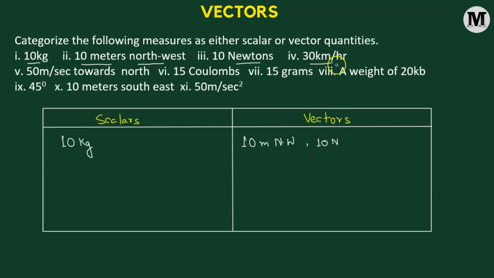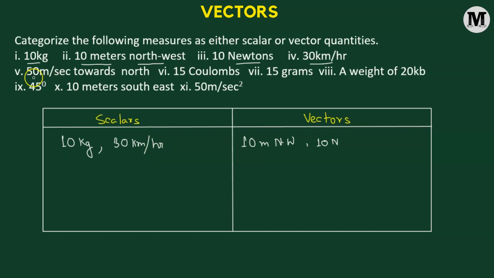Next, we have 30 kilometers per hour. Now, 30 kilometers per hour, that means this is speed. Now, speed is a scalar quantity. It's telling us nothing about the direction. It's simply telling us that some object might be moving with a speed of 30 kilometers per hour. So it's simply a scalar quantity.